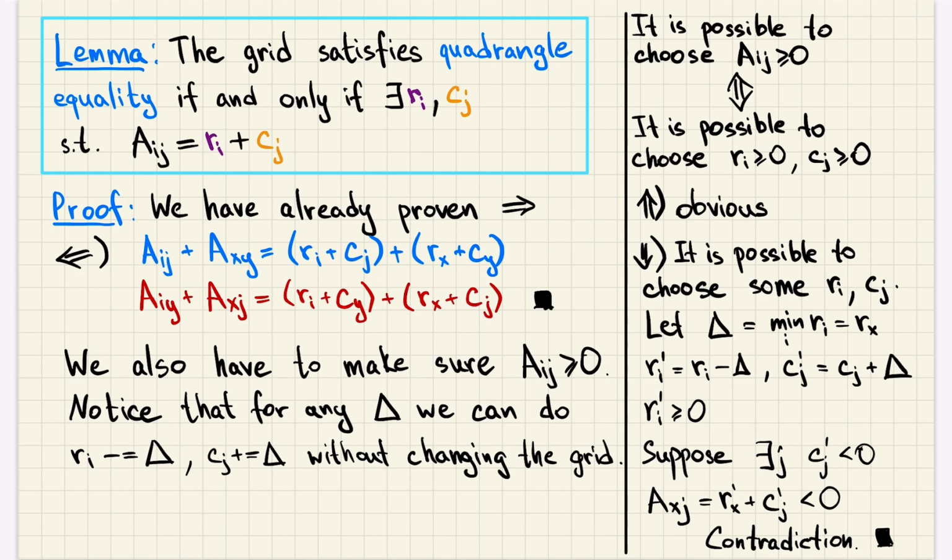And we want to prove exactly what I said. For a matrix with quadrangle equality, it is possible to choose a_ij non-negative if and only if it is possible to choose non-negative ri and cj. If it is possible to choose non-negative ri and cj, then we can obviously get non-negative elements in the grid. Otherwise, we know that the matrix satisfies quadrangle equality, therefore there are some values Ri and Cj. Let's take them.